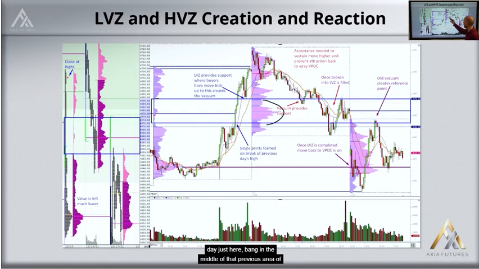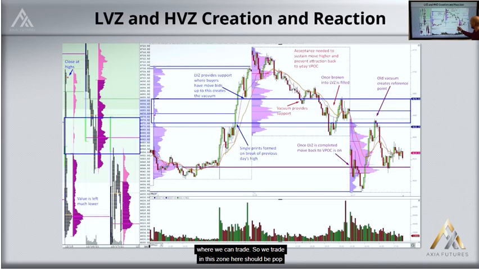Whereas the VPOC on this day, just here, bang in the middle of that previous area of low volume. So it fills that out. You can see it doing so just in here. So that's your low volume node. Taken away, high volume is created. There is still now a situation where you have a VPOC here and a VPOC there. This is now the new area where we can trade.